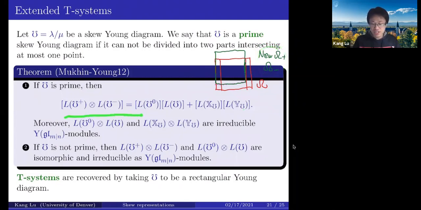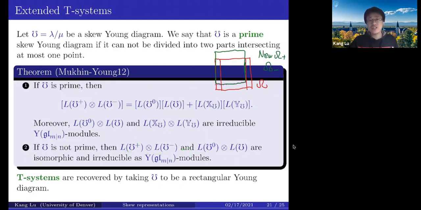Then such an equality is true in the Grothendieck ring. And moreover, those guys, they are irreducible. So this guy corresponds to an irreducible one, and this guy also corresponds to an irreducible one. And if you suppose further that this is not a prime skew Young diagram, you can still do such a thing. But then in this case, they are irreducibles and they are isomorphic. So basically it means this guy will be just zero.